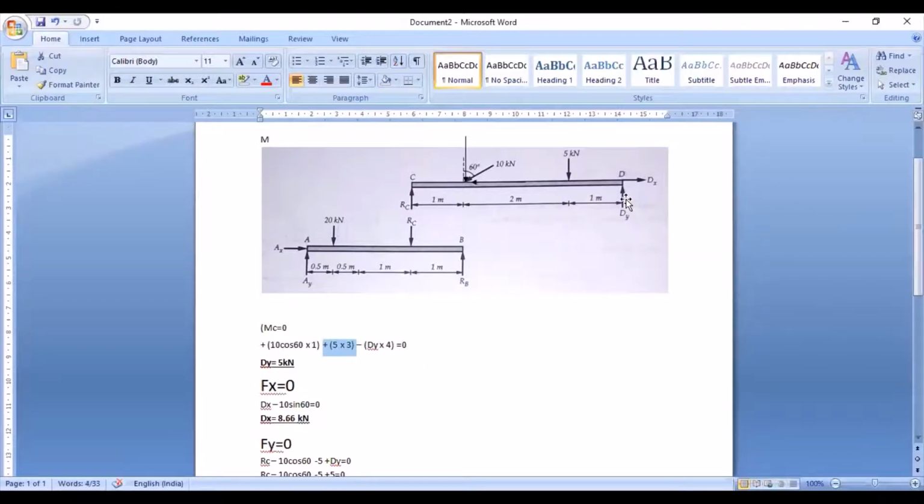And finally, you have the last force, that is Dy, which is again vertical, and it is acting at a distance of 4 meters from C, thereby Dy into 4. And since it is causing an anti-clockwise movement, it is to be taken with the negative sign. So the only unknown in this equation is Dy. By rearranging the terms in this equation and solving for the unknown, you get Dy as 5 kilonewton. So using one equation of equilibrium, you have calculated one of the unknowns.